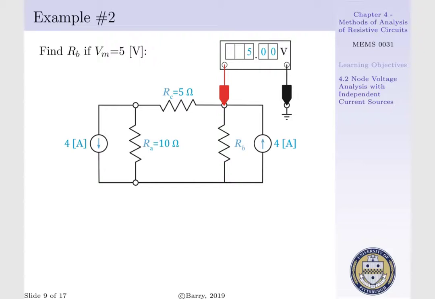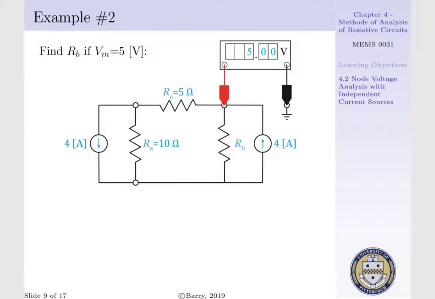Let us continue with example 2. Say we are interested in determining the resistance of resistor RB if our voltmeter is measuring a 5 volt potential. In our circuit below, we have a 4 amp source that is feeding current to RB, and it's also connected to another 4 amp source.